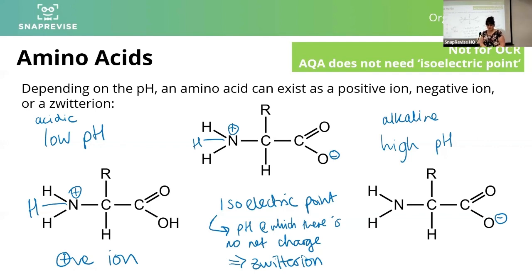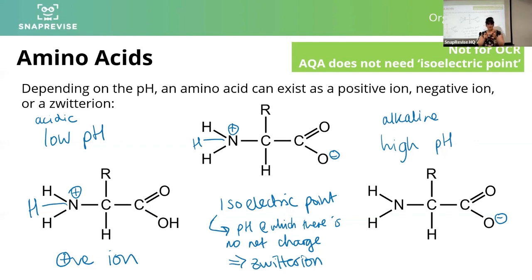So if you're AQA, you don't need to talk about isoelectric point. I think you just need to look at low pH and high pH and what that does to amino acids. Okay, I think that was everything that I wanted to say there. Hopefully that's all making sense.